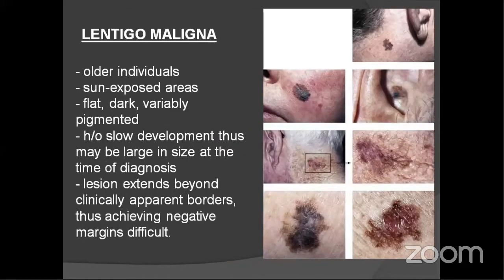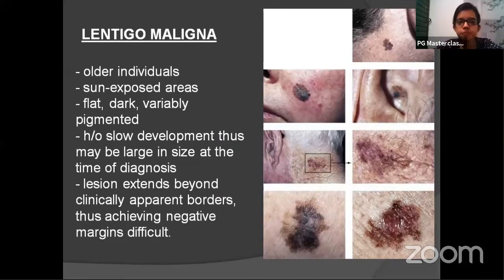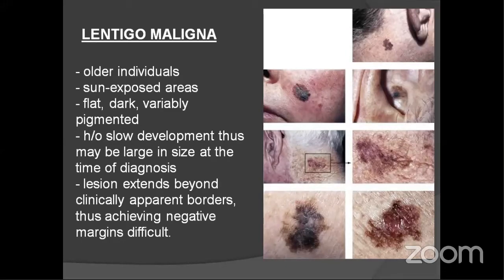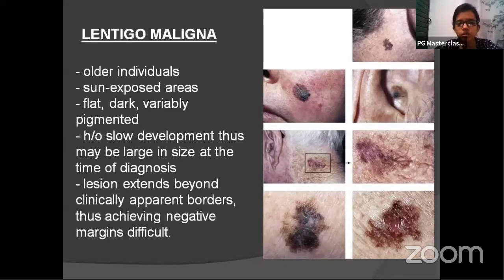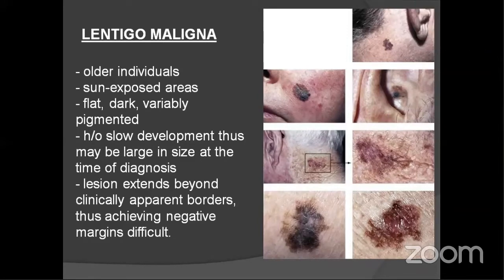The next type is lentigo maligna, which is present in older individuals and present on sun-exposed areas. It is flat, dark, and variably pigmented. There is a history of slow development, thus it may be larger in size at the time of diagnosis. The lesion extends beyond the clinically apparent borders, and thus achieving negative margins on surgical excision is difficult.